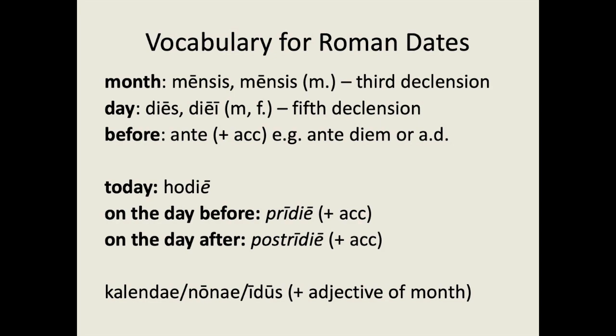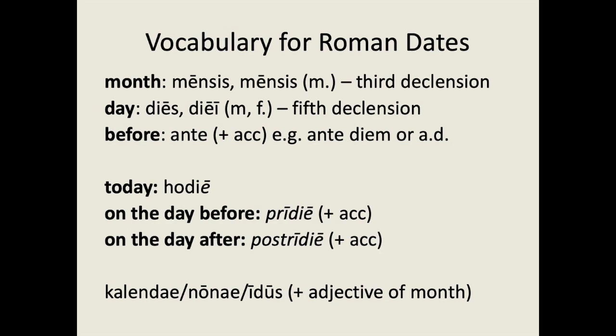Here are some other words that it's important that we know. Hodie means today. It literally means on this day, and is a contraction of hoc, meaning this, and die. We have pridie, on the day before, which is followed by a noun in the accusative, and postridie, on the day after, which is also followed by an accusative. Furthermore, we have Kalendae, Nonae, and Idus, the calends, nones, and ides, which are followed by the adjective form of the month.